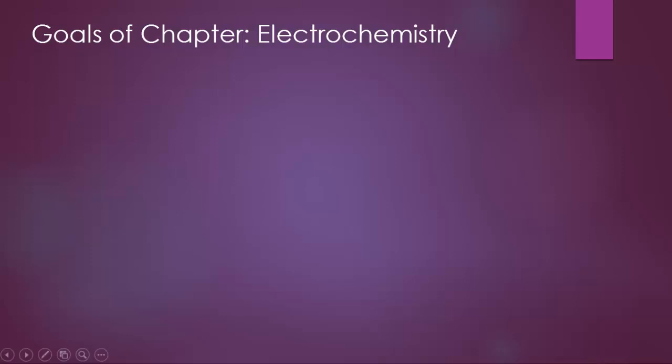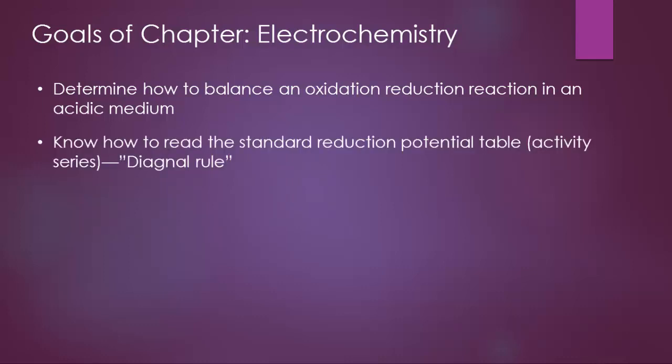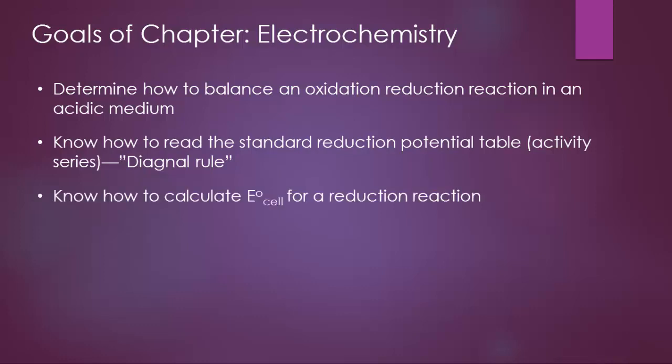The goals of this chapter involving electrochemistry are: determine how to balance an oxidation-reduction reaction in an acidic medium, and know how to read the standard reduction potential table, also known as the activity series, utilizing something called the diagonal rule. You can bring that table to the exam.